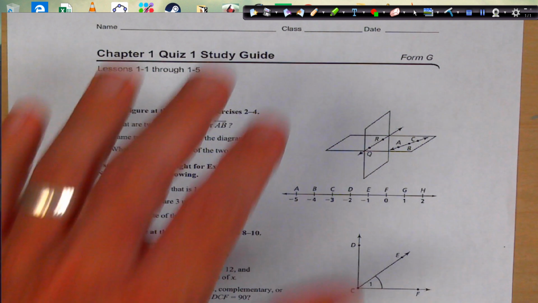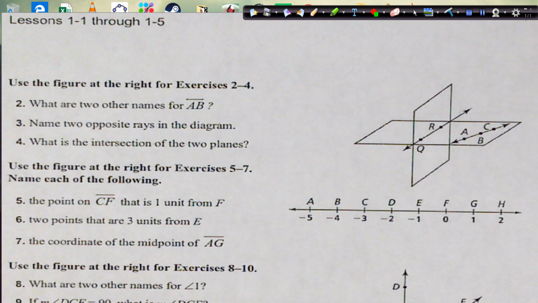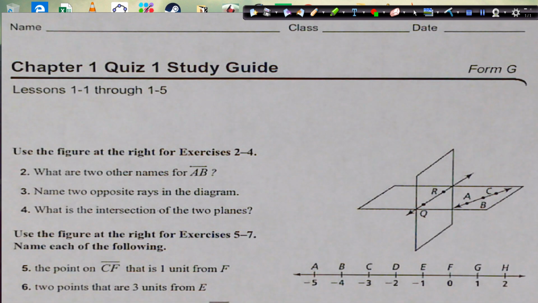Alright guys, welcome. Let's zoom in a little bit. So this is the Chapter 1, Quiz 1 review study guide.